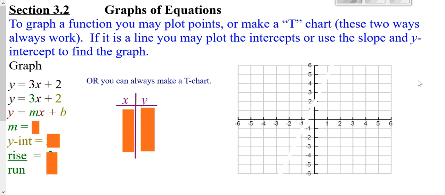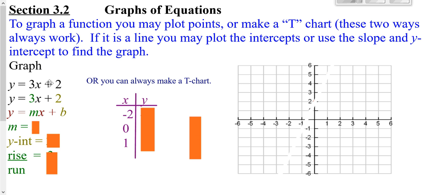We're going to go ahead and look at graphing functions and equations today. Now, making a t-chart will always work, but sometimes there are shortcut methods for different functions or equations you come across. So a t-chart, once again, will always work. You just choose some values for x, plug those in for x to figure out y.